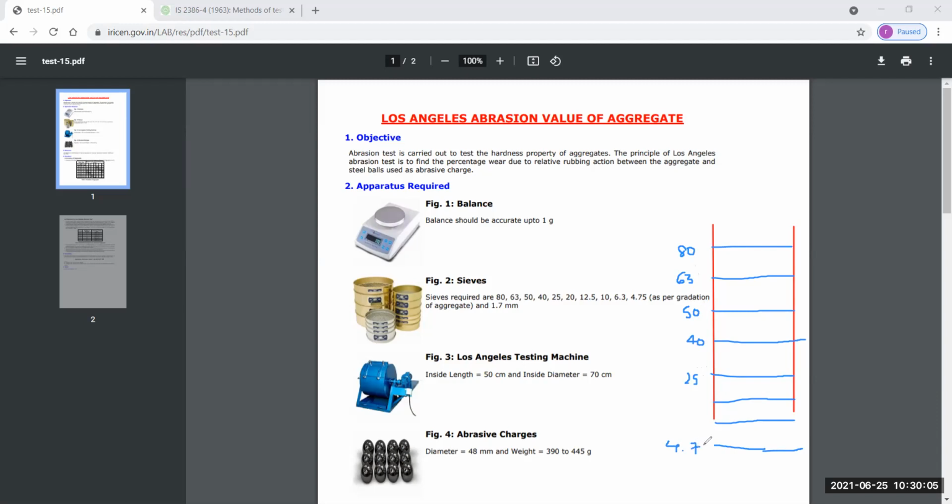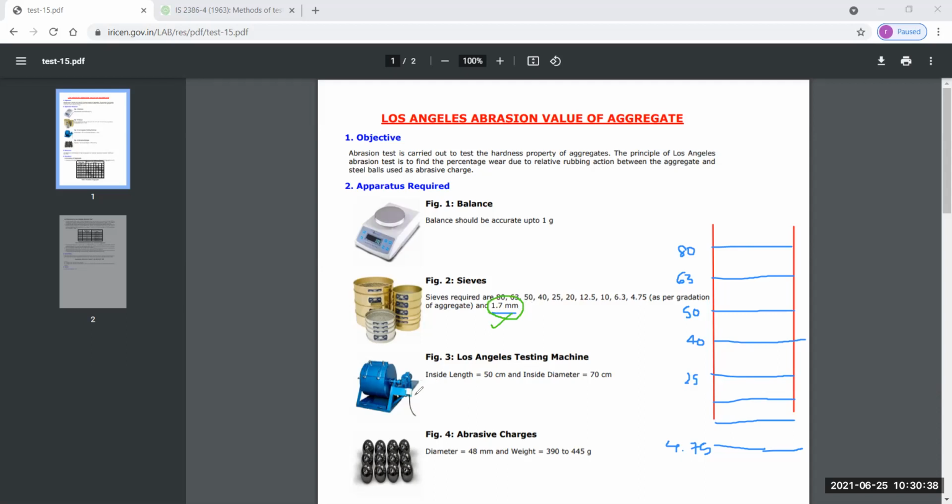And also we kept a 1.7 mm sieve with us, because through this sieve we pass the aggregate after it gets abraded from our Los Angeles machine. So after abrasion, we pass our aggregate through this sieve. The 1.7 mm sieve is also used in our testing, and it will be used last. Next is our Los Angeles testing machine.